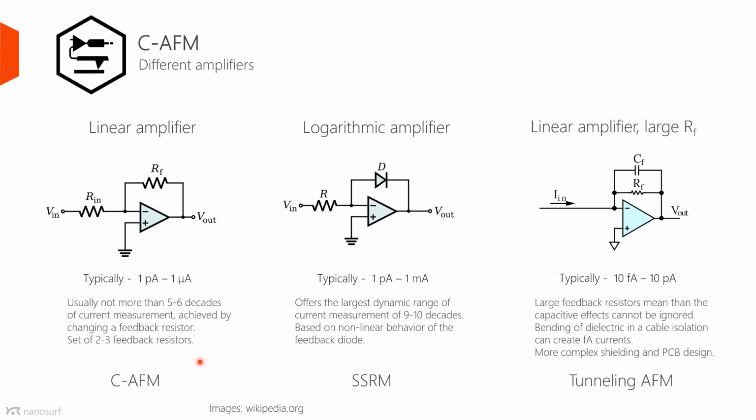As I already said, there are different amplifier designs for different current ranges. The very simple one is the linear amplifier with a set of 2 or 3 feedback resistors. This would give you a current measurement somewhere between 1 picoamp and 1 microamp. And to get the best sensitivity at the current of your interest, you would have to switch the feedback resistor.